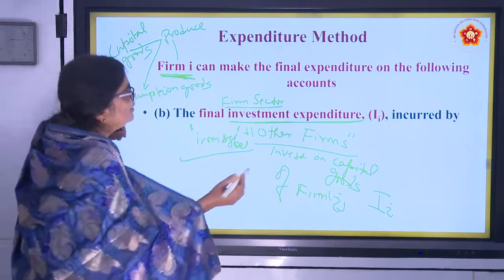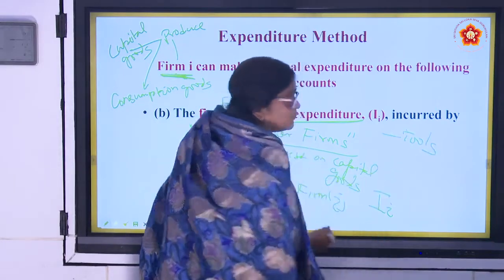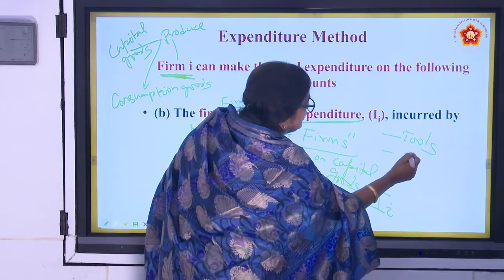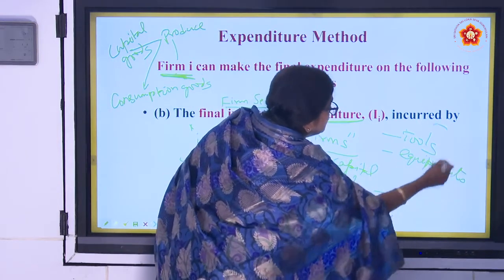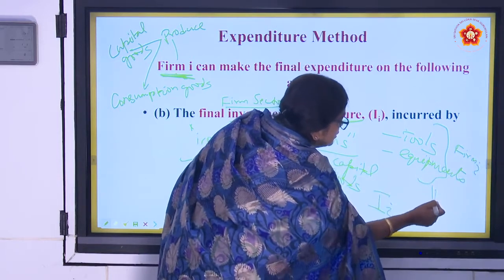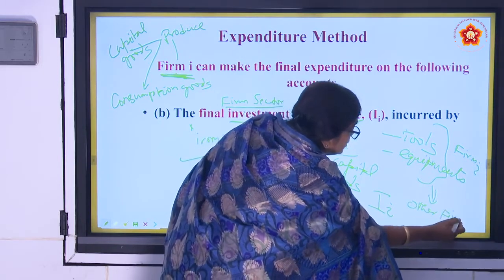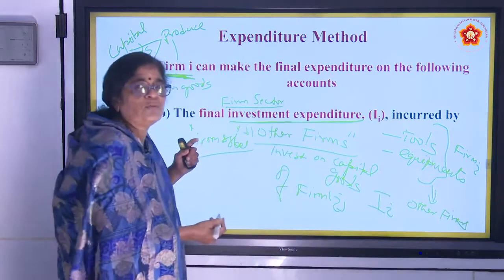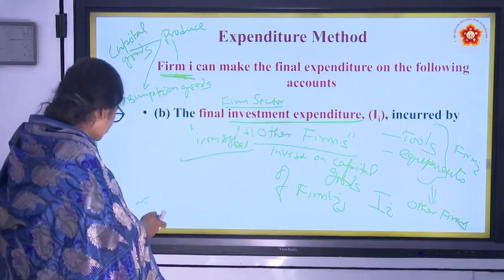We have studied what capital goods are: tools, equipment, all that is needed for the working, all of which is produced by firm I. It will be purchased by other firms. All the firms need tools, equipment and implements. Therefore, that is called investment expenditure. I hope you understood.